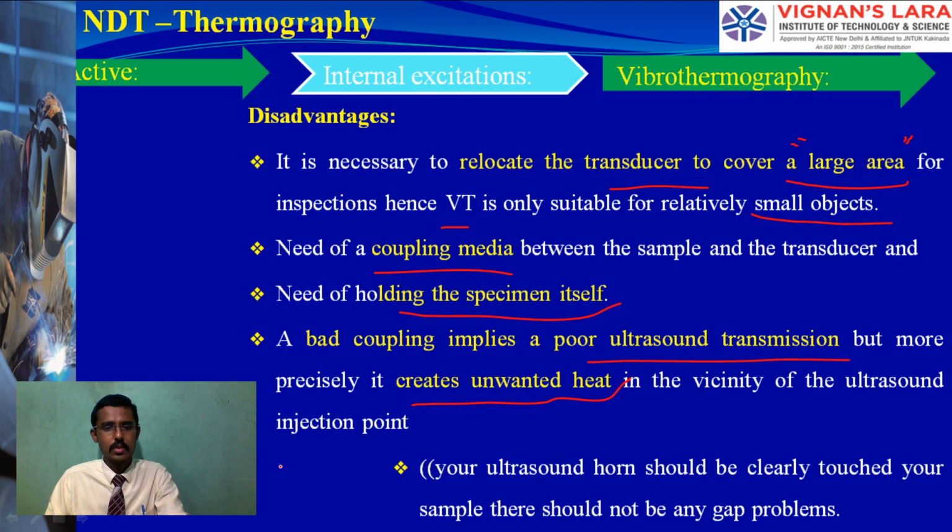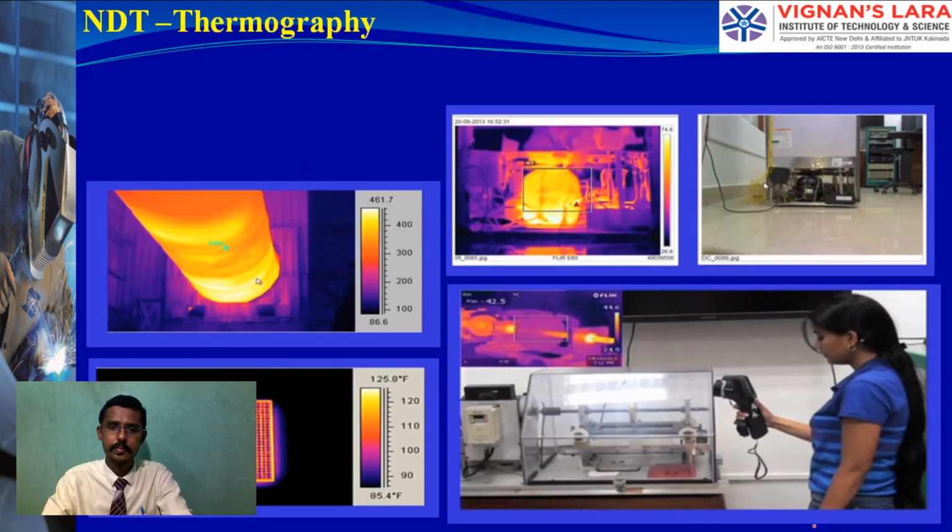At the vicinity of the ultrasonic inspection point, your ultrasonic horn should clearly touch your sample. There should not be any gap problems. Yes, that is why we need 100% touching to be there.